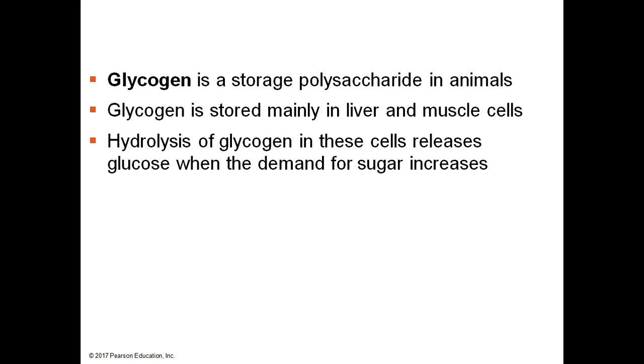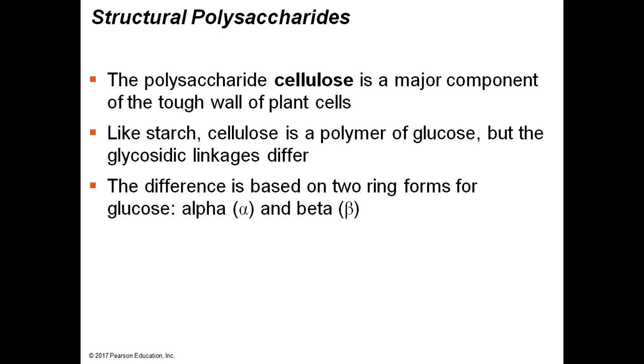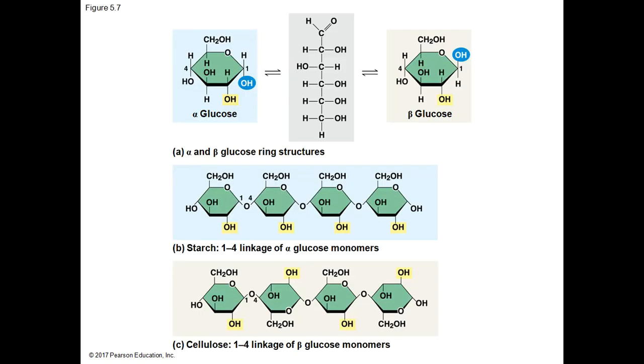Okay, glycogen, as we mentioned a moment ago, is the storage polysaccharide in animals. It's stored mainly in the liver and muscle. Breaking it down by adding water, or hydrolysis of glycogen, in these cells releases glucose when the demand for sugar increases. And the last one we looked at was the polysaccharide cellulose, which is a major component of the tough wall of plant cells. Like starch, cellulose is a polymer of glucose, but the glycosidic linkage differs. It uses that alpha and beta configuration.